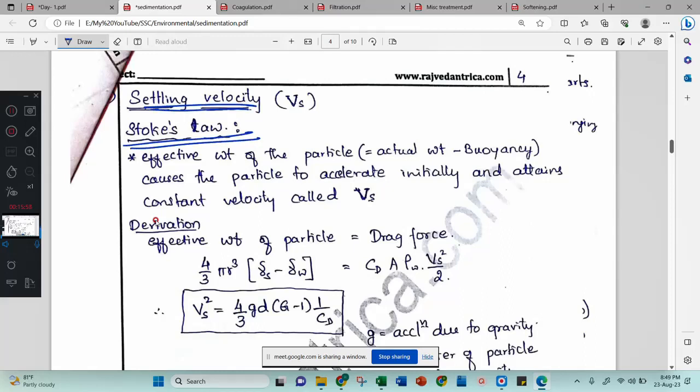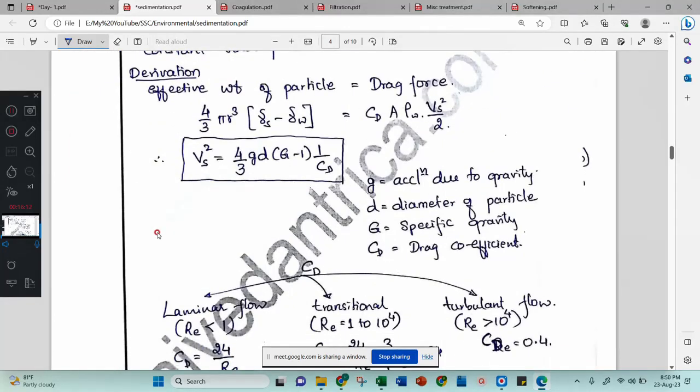The settling velocity is derived by the scientist Stokes. He derived this equation. Stokes considered the principle of buoyancy, which is actual weight minus buoyancy. Then he derived an equation. This equation you have to learn by heart, initially, but not exactly this one. I will give you a simplified equation later. But this is the starting equation given by Stokes: 4 by 3 g d into G minus 1 by CD.